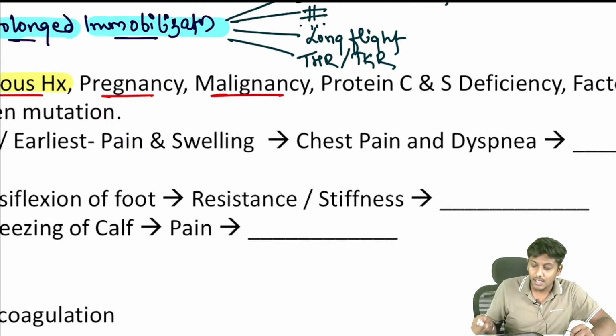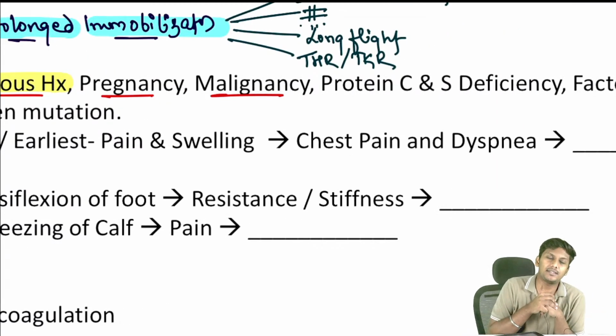Next, malignancy. Malignancy is also a procoagulable state or a hypercoagulable state. You have to remember malignancies or cancers also increase the risk of clot or thrombus formation. Okay?